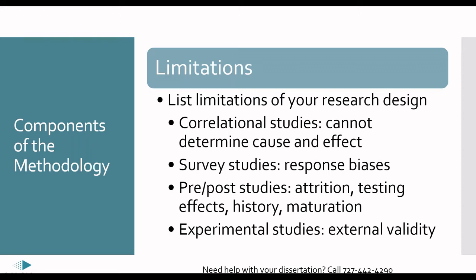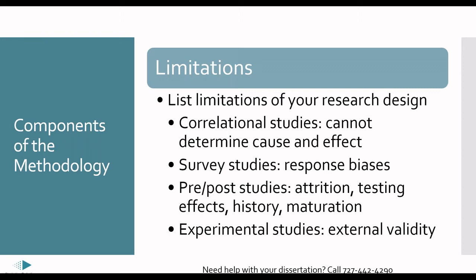So this would be limitations related to the research design that you chose. So different types of research designs will have different limitations associated with them. So for instance, if you're doing a correlational study, the main limitation of that would be that you can't determine cause and effect in a correlational study. You can just determine if a relationship exists, you can't determine if one variable causes the other necessarily.